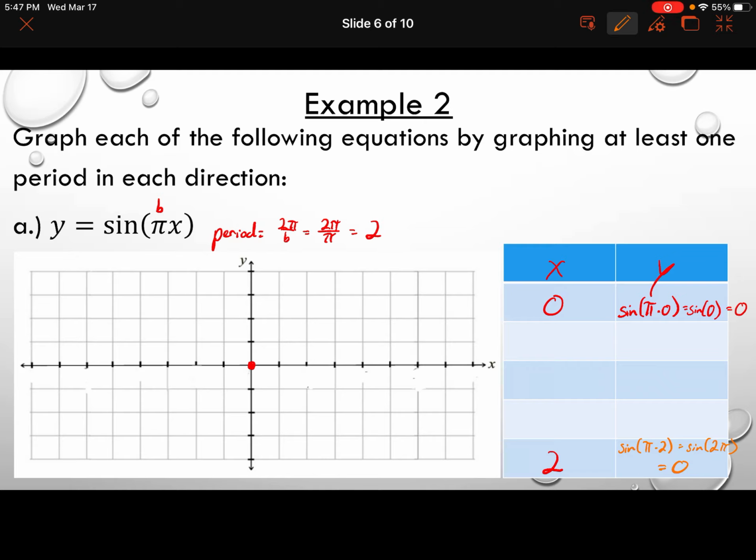Now it depends how you want to label your axes for this one, but I'm going to label the middle as 2. So we have a point at 2, 0. So x value 2, y value 0.